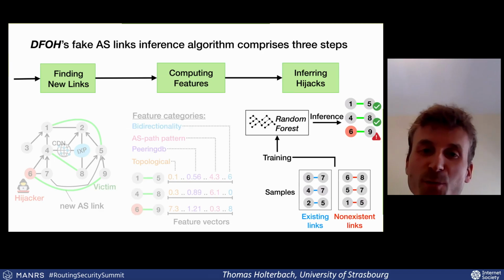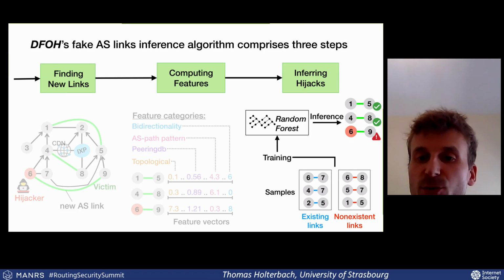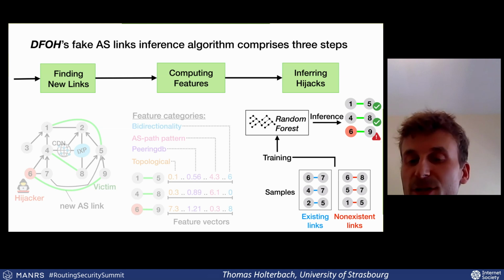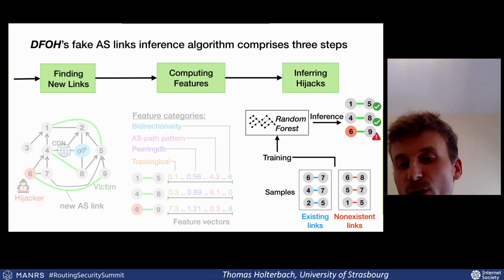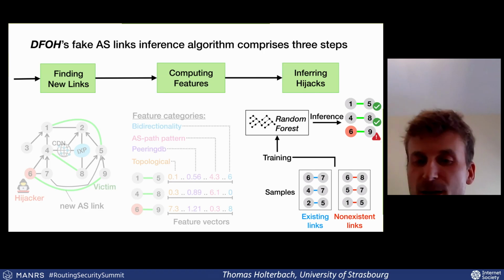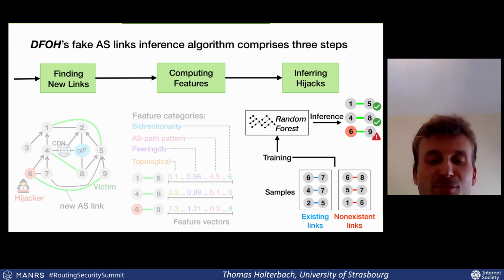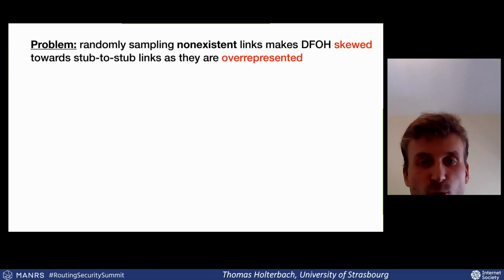Okay, so once we have computed the features, the last step is to actually infer the hijacks. What we have here is an inference model based on a random forest that we use to make the inferences. We train this inference model using state-of-the-art approaches used for link prediction in graphs, which means that we take samples of existing and non-existent links. We compute feature values for those links, and we use them for the training. The problem is that if we just do that, as state-of-the-art approaches usually do, it will not work well.